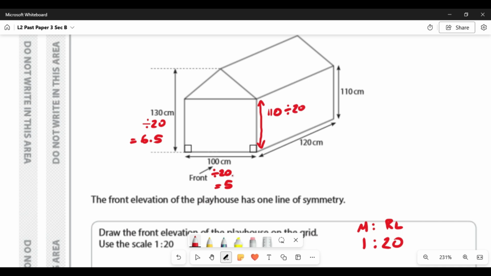This will tell me the height of the rectangle. So 110 divided by 20, which is 5.5. Interesting. Okay. So if that's 5.5, that's 6.5. This here, the height of the triangle must be the difference between 6.5 and 5.5. That's exactly 1 square. Yeah. So the height of the triangle, even though it doesn't look like it from this diagram here, will actually be a very, very short height of just 1 square.